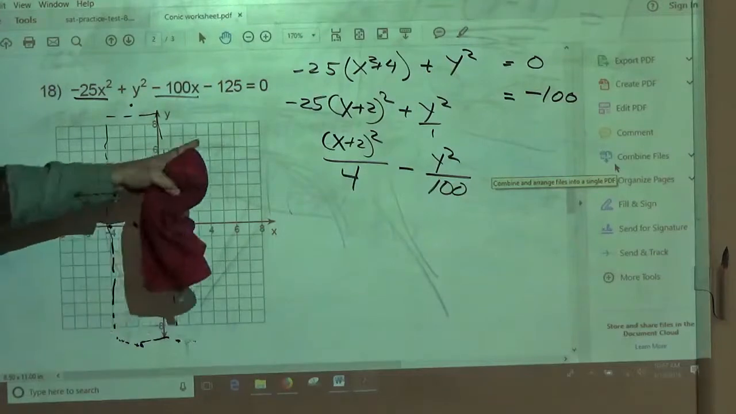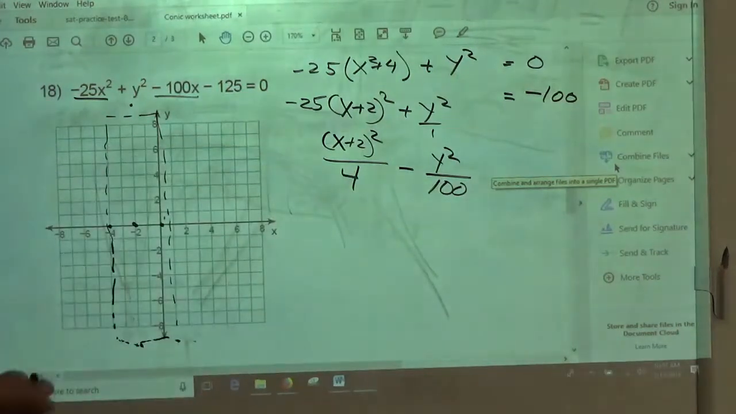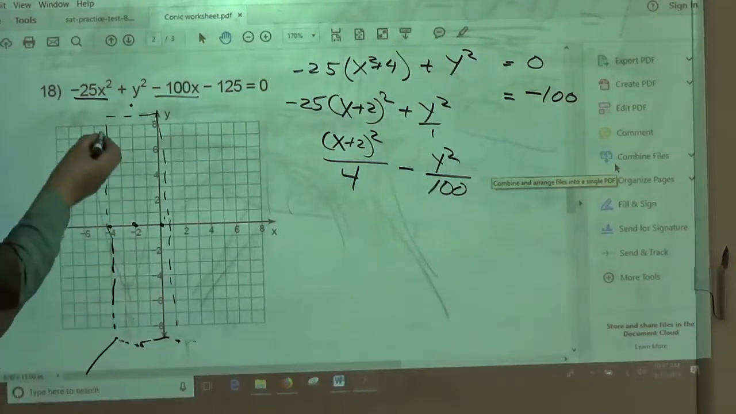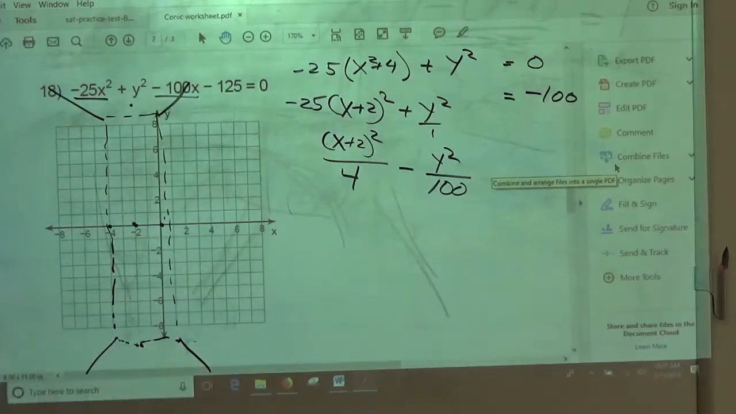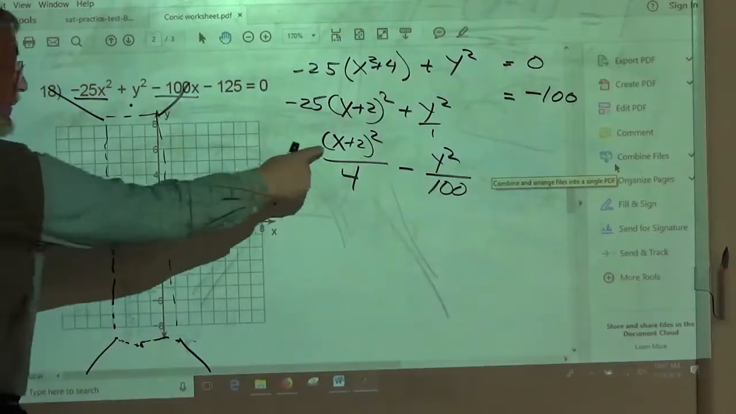Okay. Now, because the x is first, I'm going to have a line like this, another line like that for the diagonals. All right, and what dots do I use? Use the x dots.